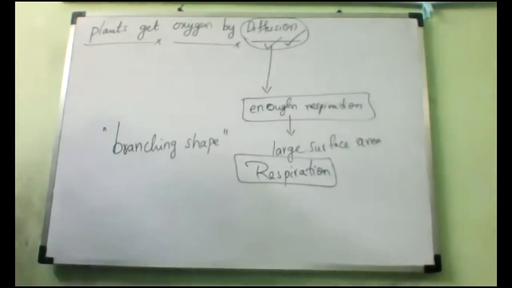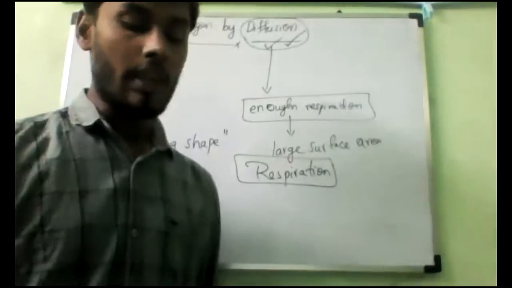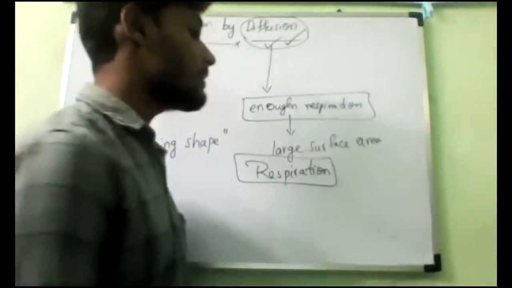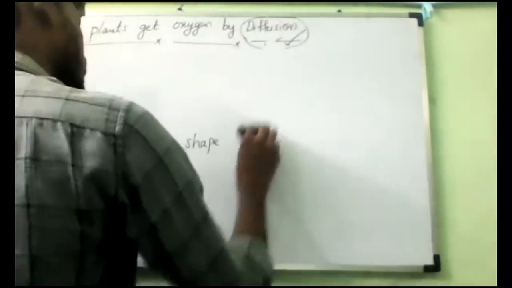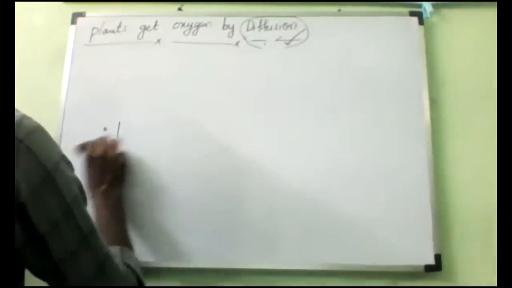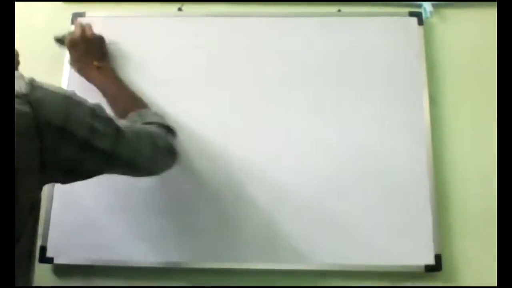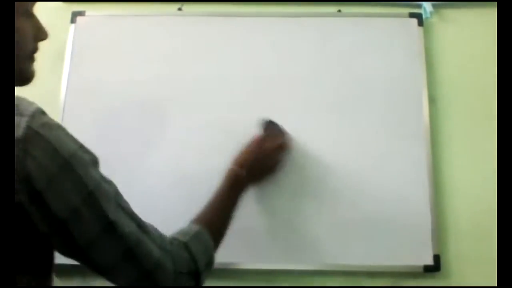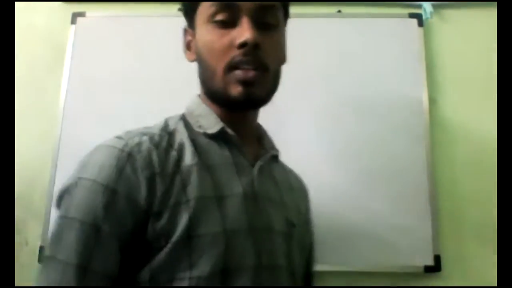Now we will see the individual respiration in plants. So we have three individual respirations in plants. Understand? So what are they? Respiration in plants takes place individually in three places: respiration in roots, respiration in stems, and respiration in leaves.